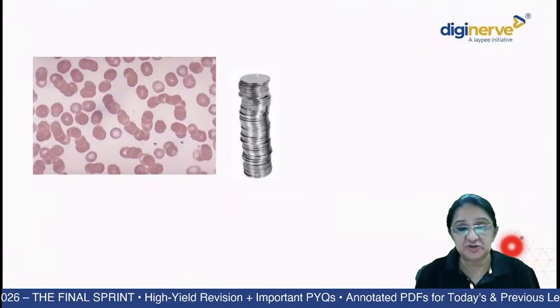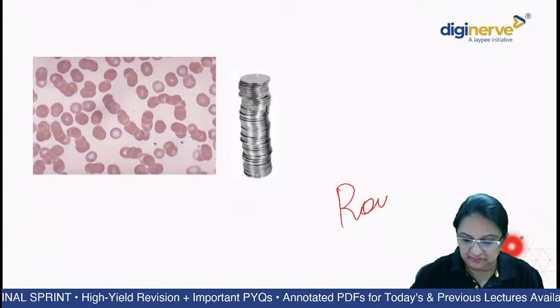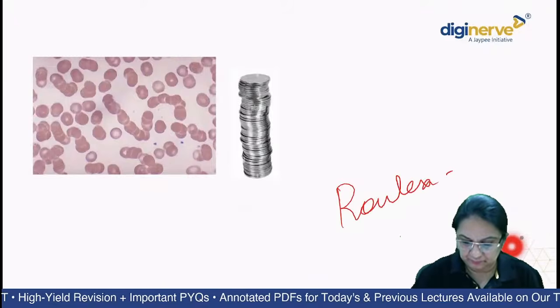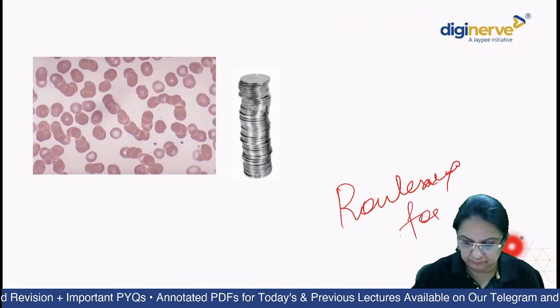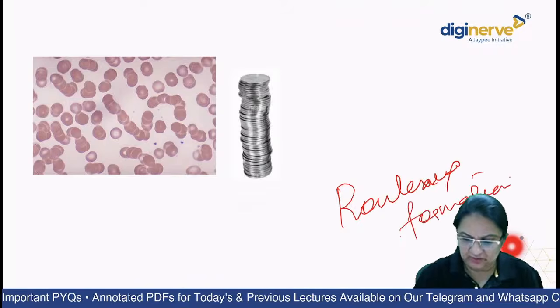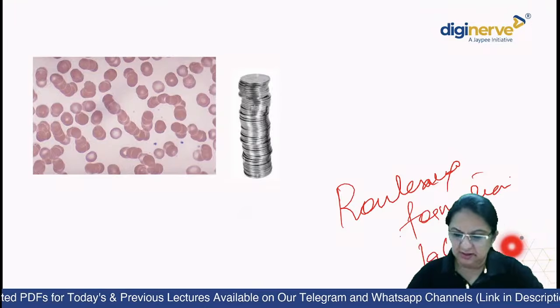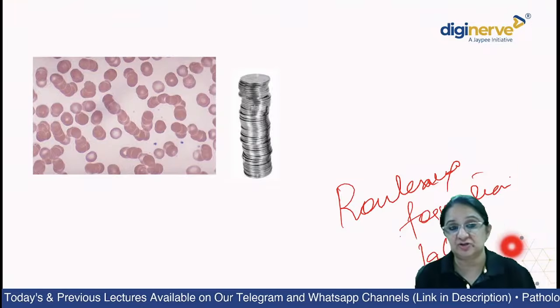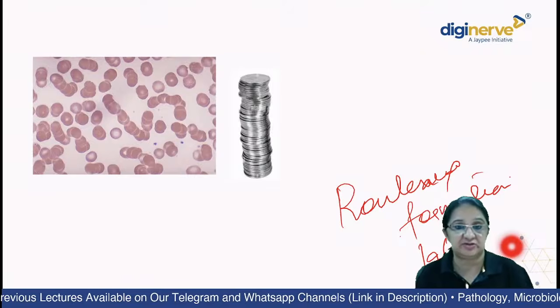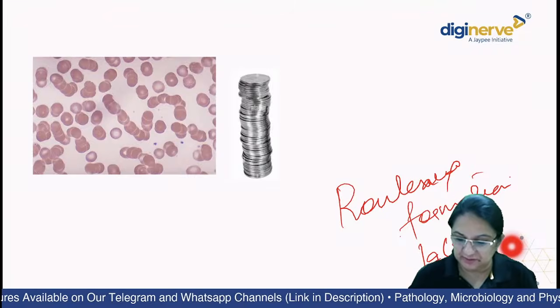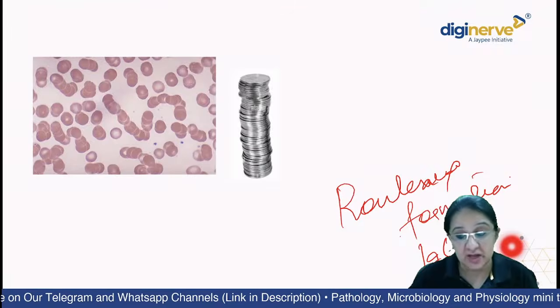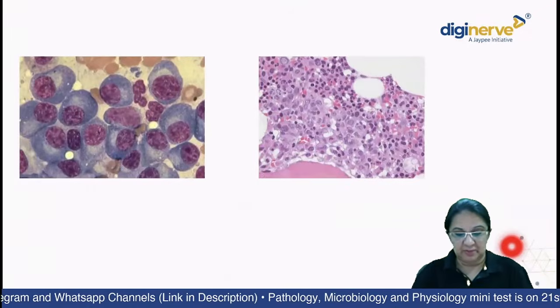What else do you see? You see rouleau formation. Why rouleau formation? Because of the high level of IgG. These reduce the negative charge on the RBCs, causing them to stick together. So, rouleau formation is also an indicator of hyperviscosity.